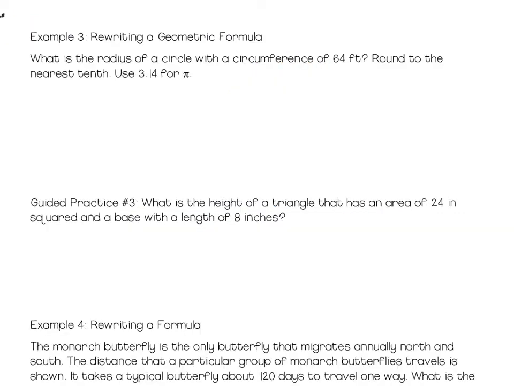Okay, example 3, rewriting a geometric formula. What is the radius of a circle with a circumference of 64 feet? Round to the nearest tenth. Look for the formula for the circumference of a circle. And that's going to be C equals 2 pi r. It's possible you could go ahead and plug in 64 and solve for r then.